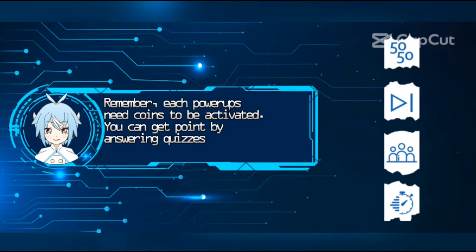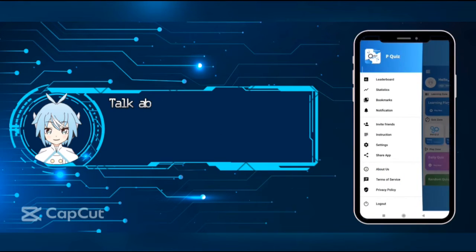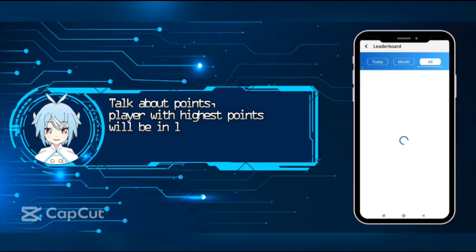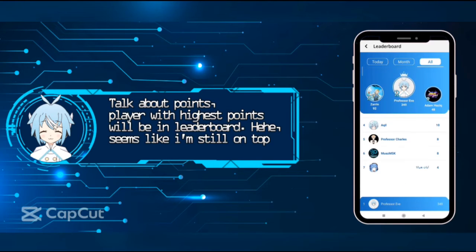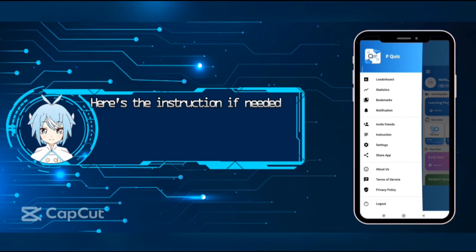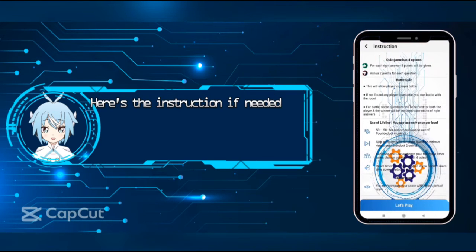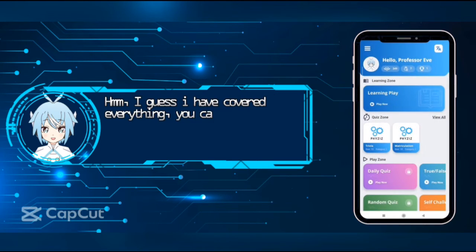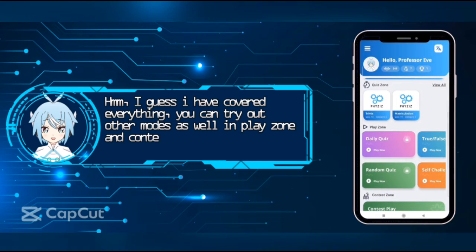You can get points by answering quizzes. Top 5 points, the players with the highest points will be on the leaderboard. Hehe, seems like I am still on top. Here is the instruction needed. I guess I have covered everything. You can try out other modes as well in play zone and contest zone.